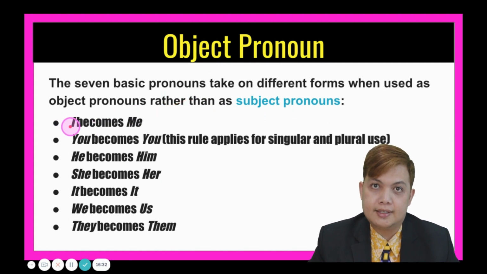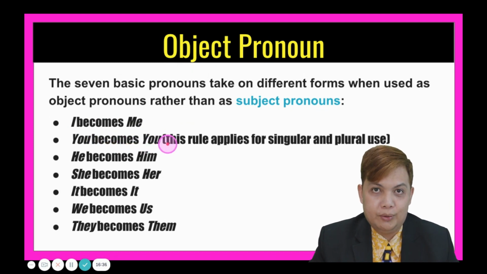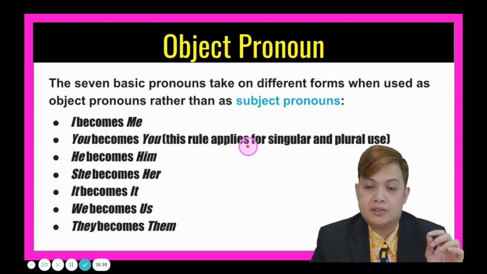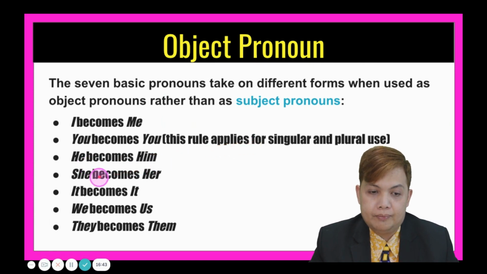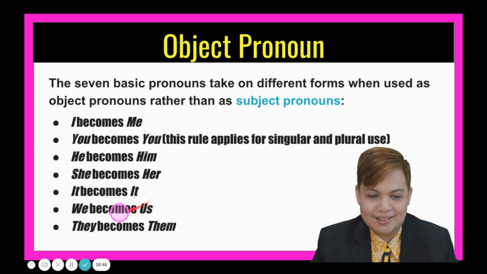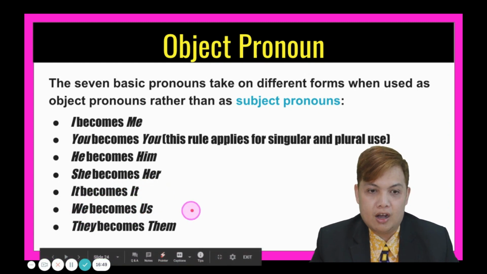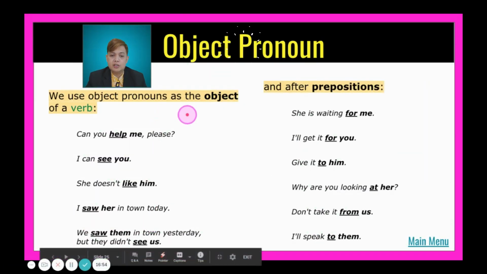I as a subject becomes me as an object. You becomes you, and this rule applies for singular and plural use. He becomes him. She becomes her. And it becomes it, still the same. We becomes us. They becomes them. Now, we use object pronouns as the object of a verb.